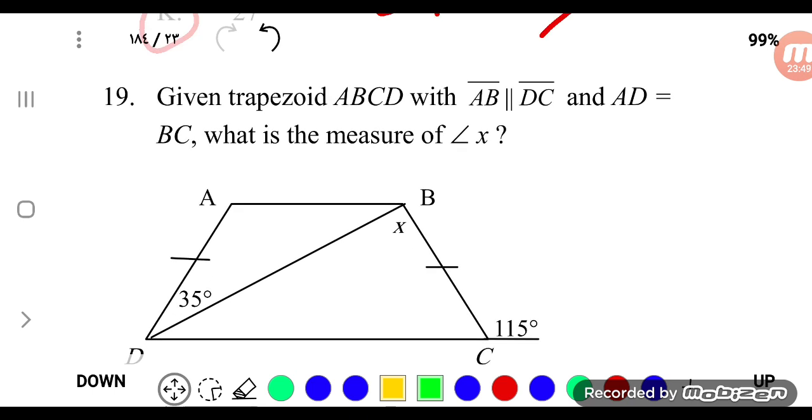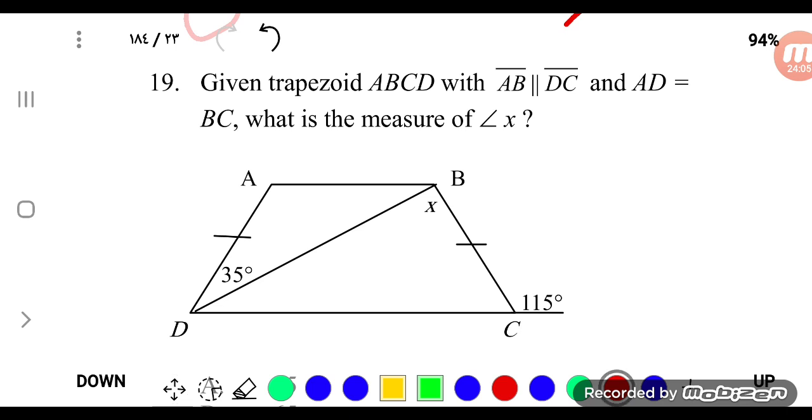Question number 19. Given trapezoid ABCD with AB parallel to DC and AD equal to BC. What's the measure of angle X? Okay, first step, linear pair here, 115 and 65. These two angles are 180 degrees. And since this is an isosceles trapezoid, this angle and 65 are congruent. So 35 plus 30 gets 65, so this angle is 30.